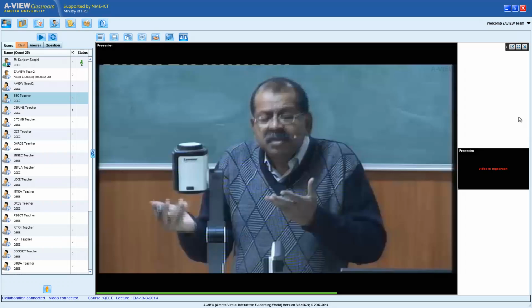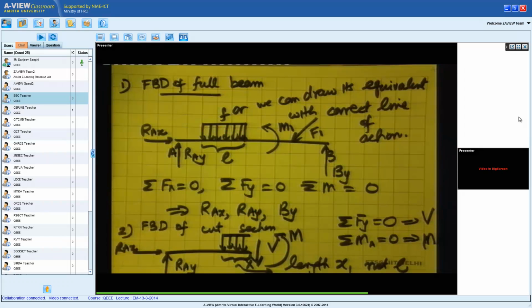Does it mean that they are not affecting the shear force and bending moment at all? They have to affect. And how do they affect? Will somebody tell me?